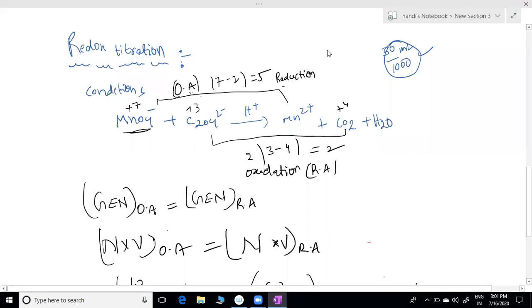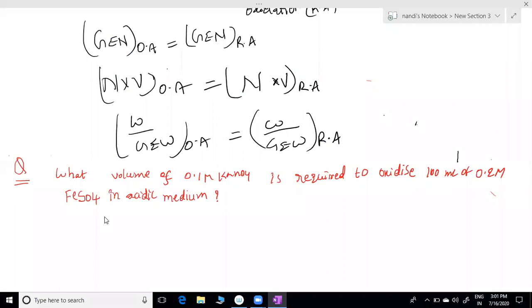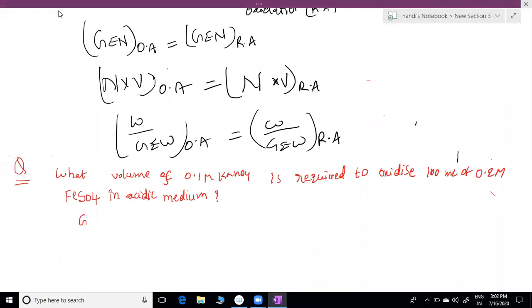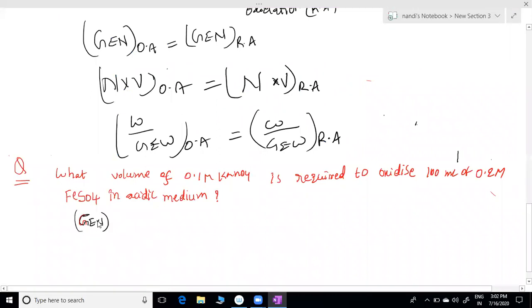Vidhi Prakash properly got liters. Okay, you can do it now, sir. Very simple formula. I'm not using any difficult formulas here. GN of KMnO4 equal to GN of FeSO4.